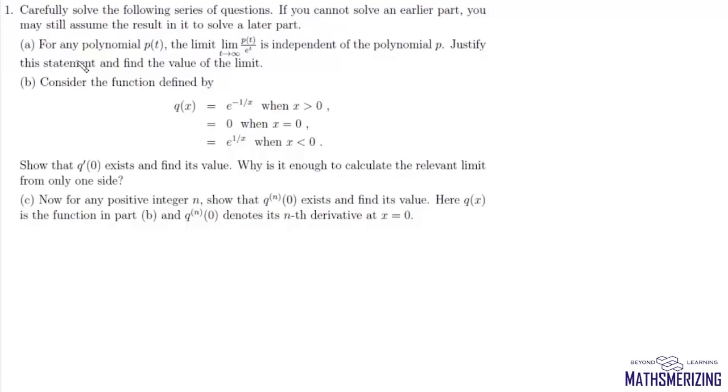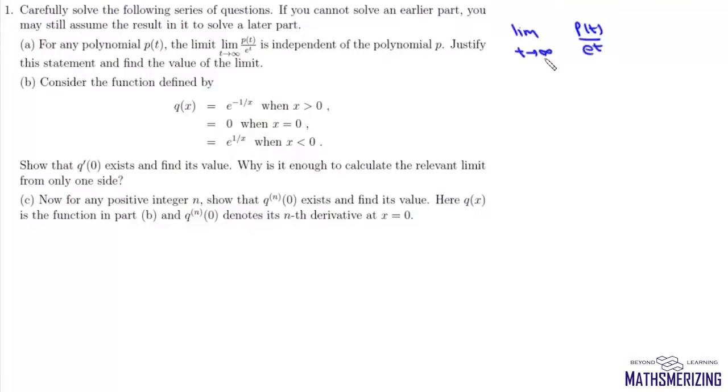Now question number 1 is, for any polynomial p(t), the limit t tends to infinite p(t) upon e to the power t is independent of polynomial p. Justify the statement and find the value of this limit. So we have this limit, which is limit t tends to infinite, p as a function of t upon e to the power t.